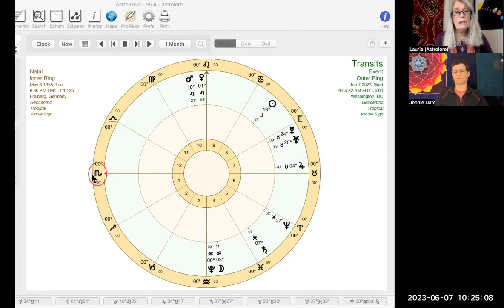But what I was thinking also is that people who have Cancer rising are usually very, very sensitive to that quick movement of the planets and really get that mood shift every few days as the moon moves. Interesting to think about.